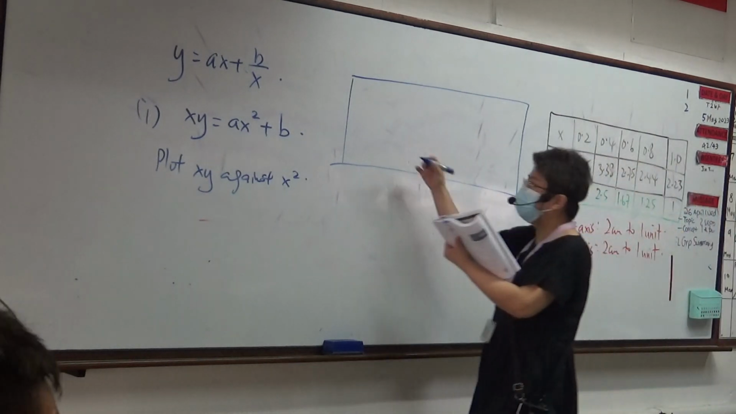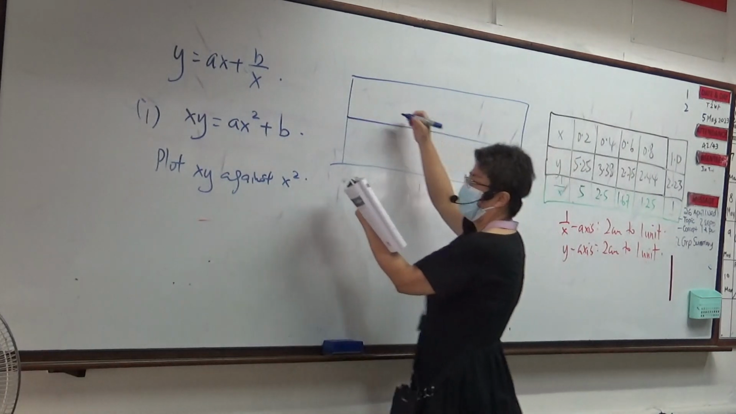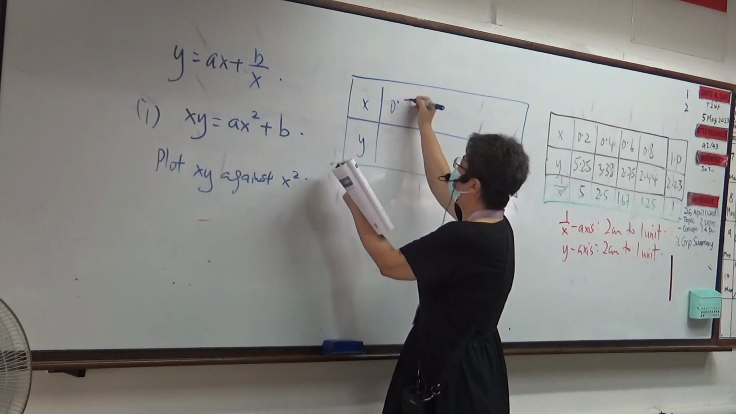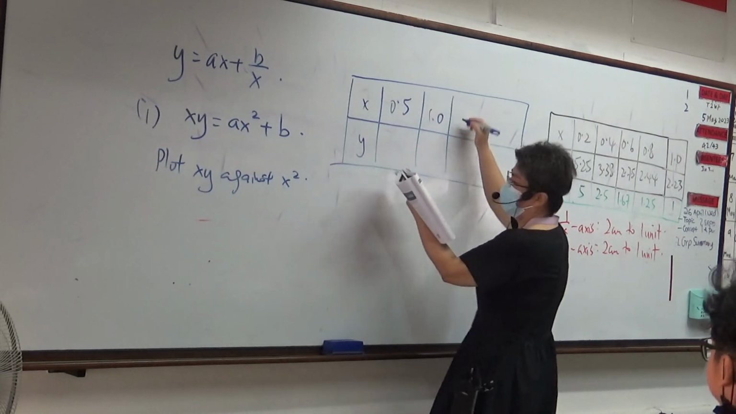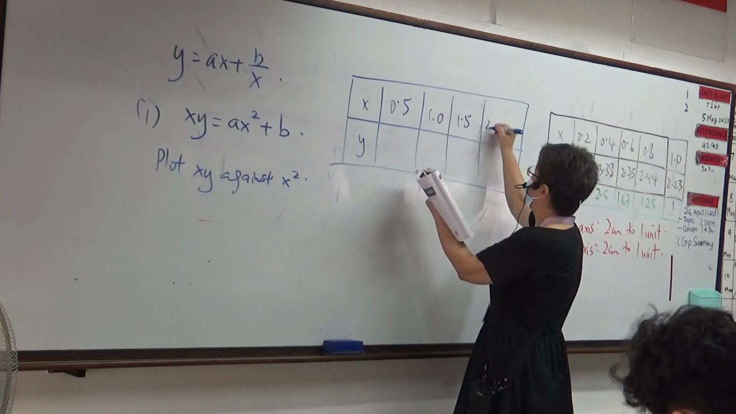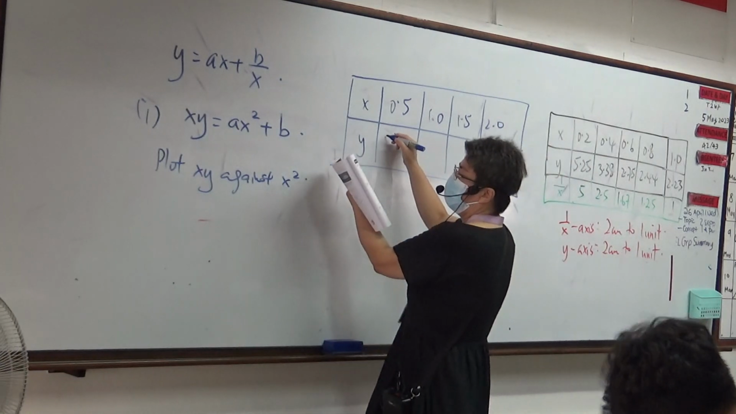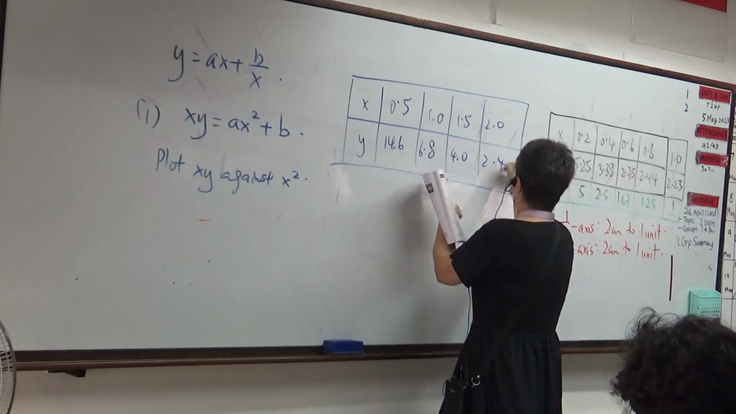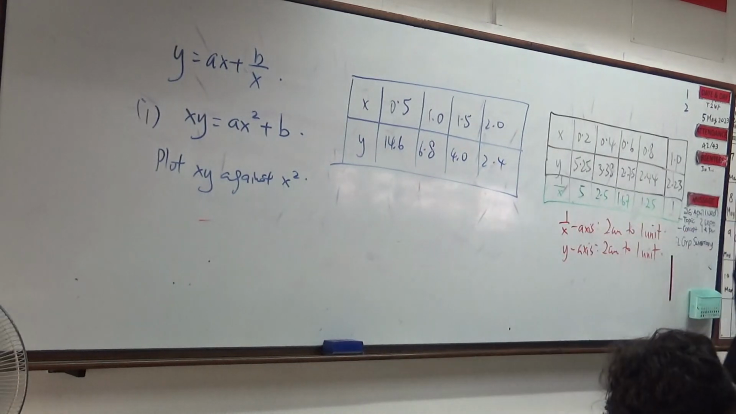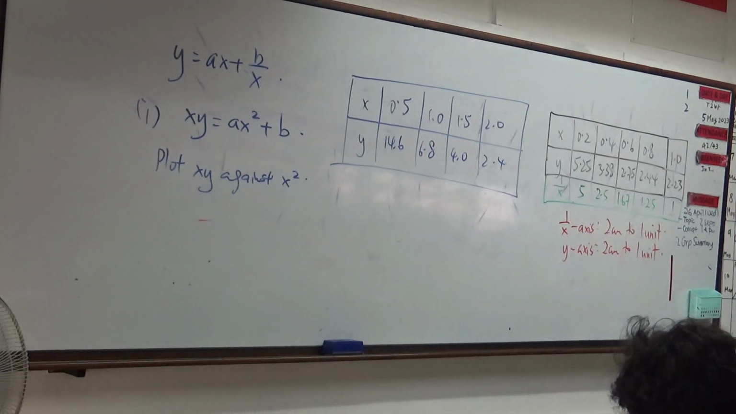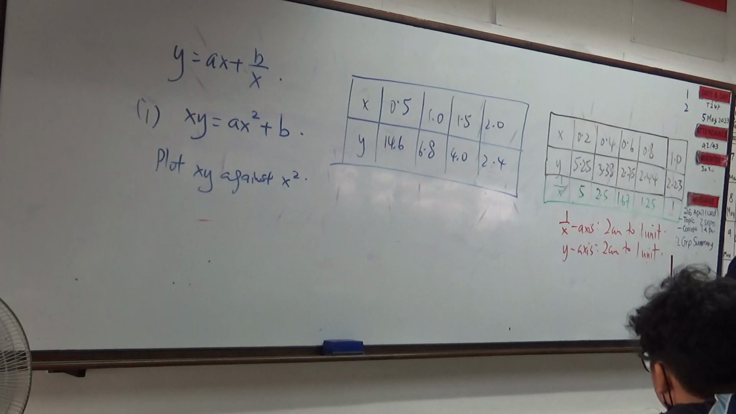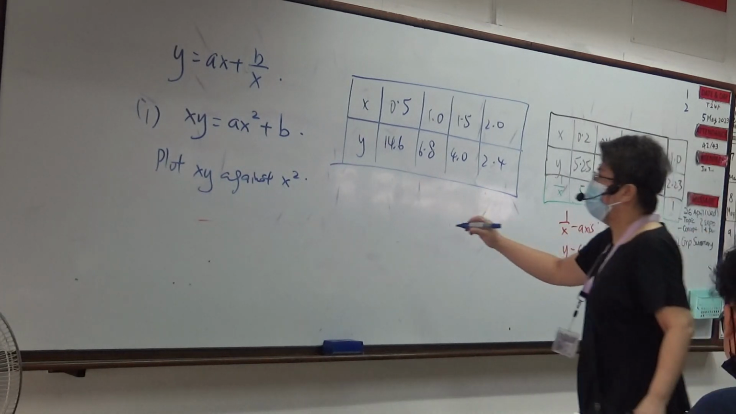Alright. We will have this: 0.5, 1.0, 1.5, 2.0, 14.6, 6.8, 4.0, 2.4, right? This is the table that we give you, right? Now, if the value is exact, you give exact. If the value is not exact, then 3 significant figures. Understand?